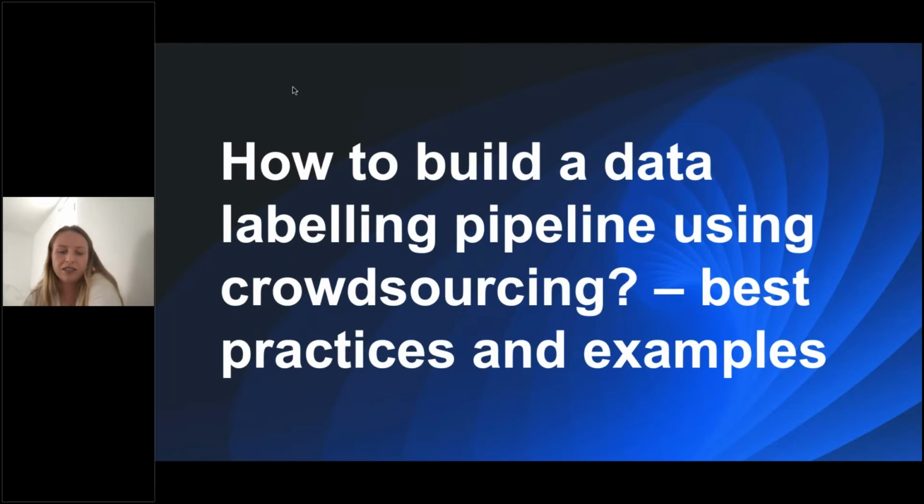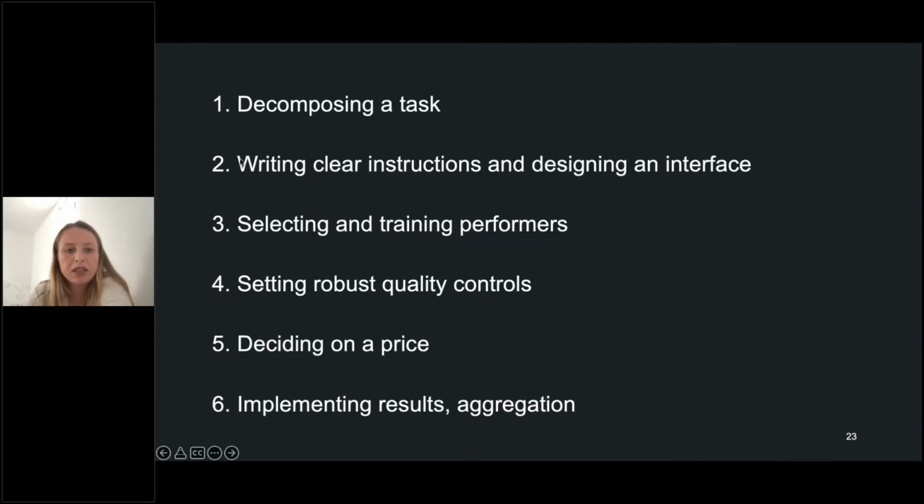So let's start with the core of our talk today. How to build a data labeling pipeline with some examples and best practices. In our experience, we usually break the data labeling pipeline into those 6 steps that you can see here on this slide. The first step is the composition of the task.